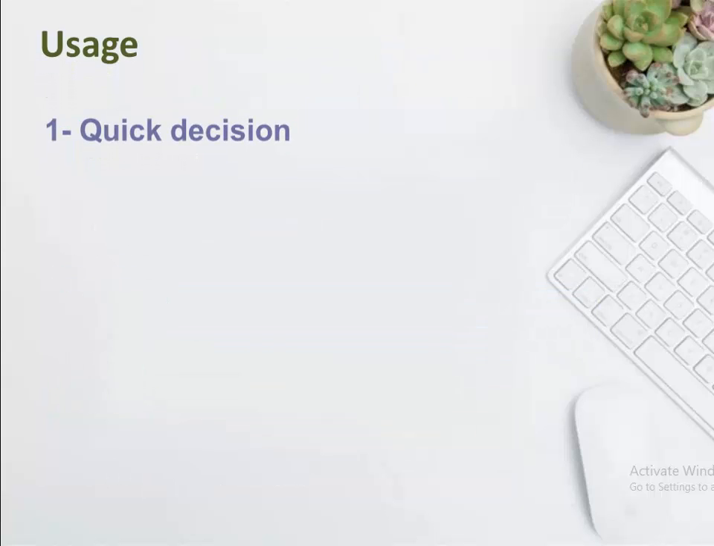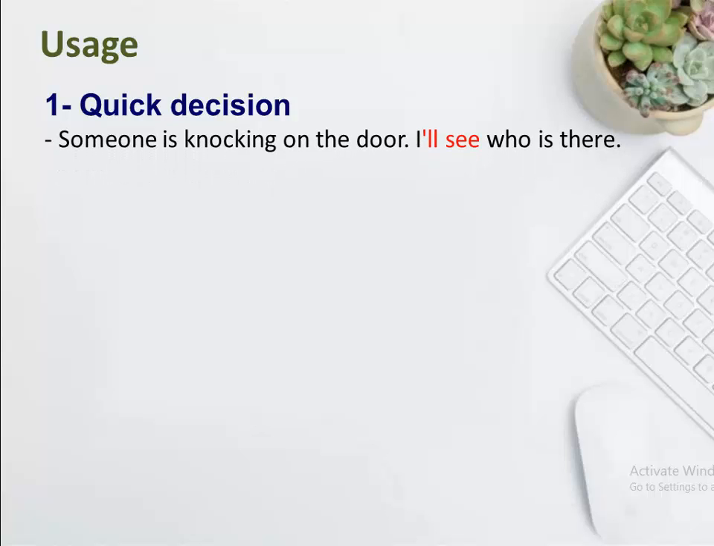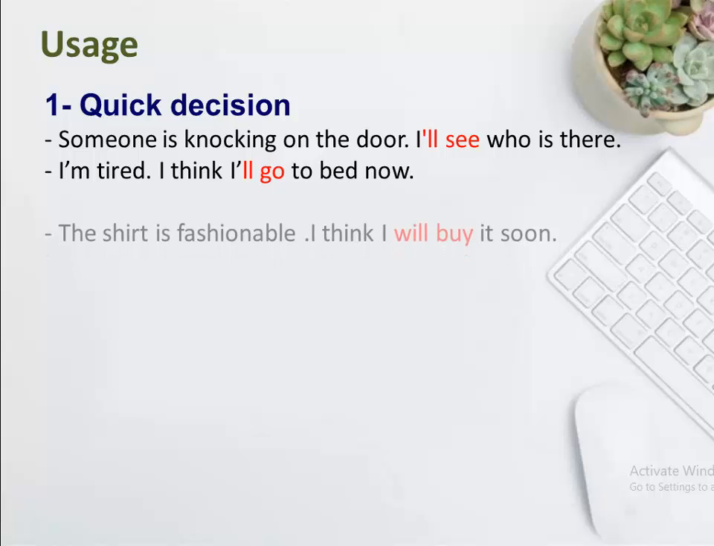Usage: we use the future with will for a quick decision. Someone is knocking on the door. I will see who is there. That is a quick decision. I am tired. I think I will go to bed now. This is a quick decision.